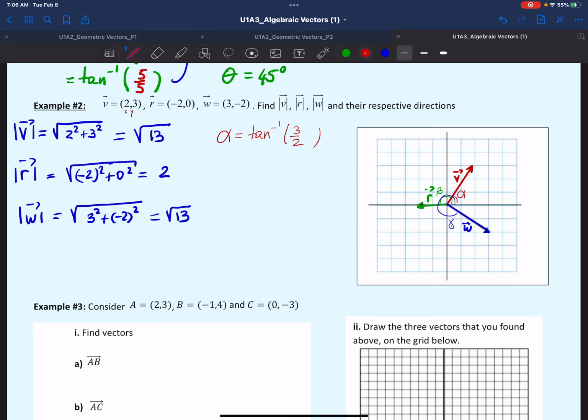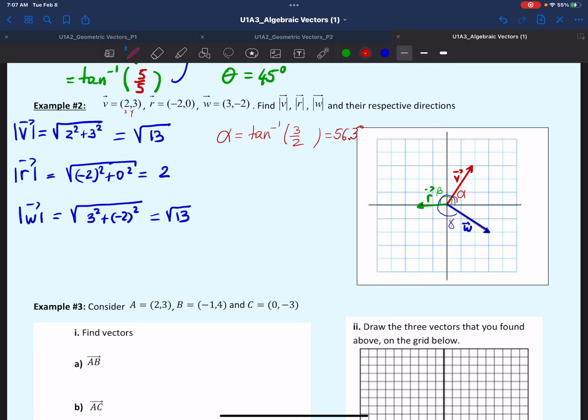0.98. Okay, so I made the classic mistake of forgetting to convert to degrees. So again, inverse tan. Sorry about this. So I got 56.3 degrees here.